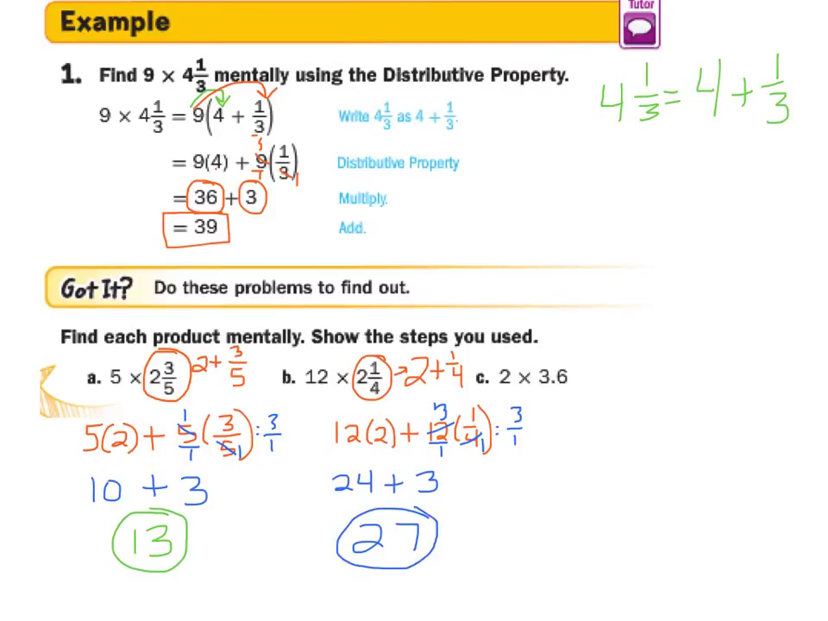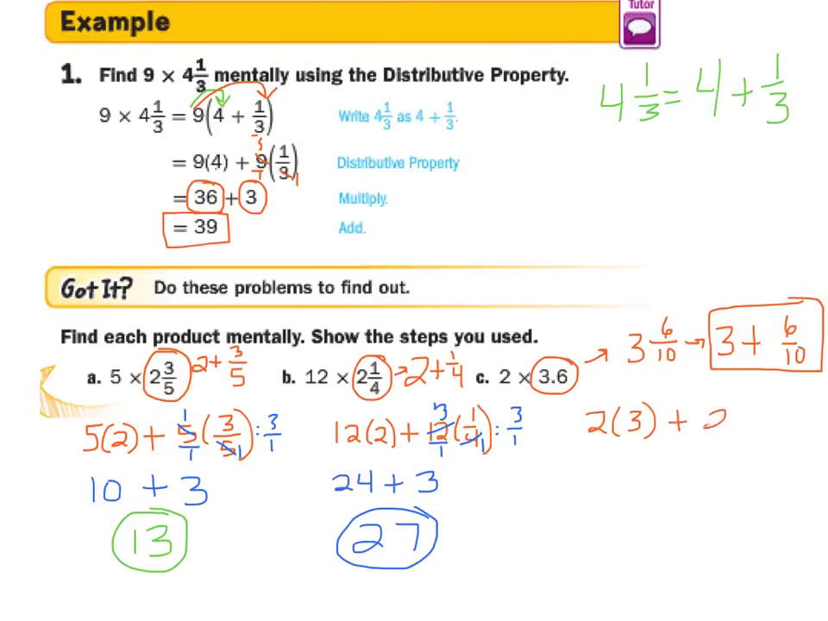This last one, they kind of made it a little tricky on us. They used the decimal. But that is the same thing as 3 and 6/10. So we can make that into 3 plus 6 over 10. And that's what I want to think about. So 2 times the 3, and we're going to add to that 2 times 6/10.